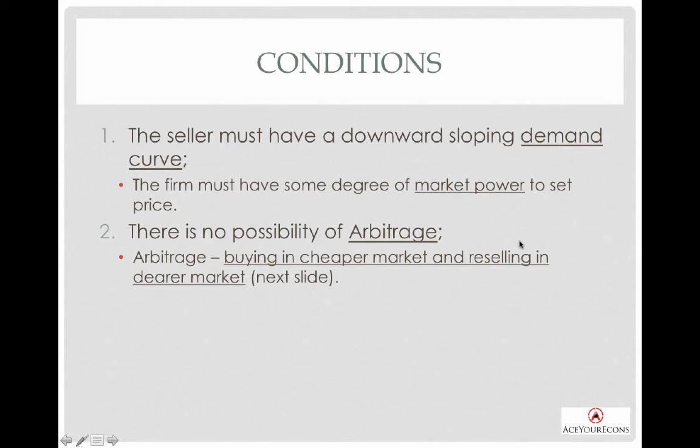The next condition to make your price discrimination take effect will be arbitrage. So what is arbitrage? Arbitrage simply means you are able to buy in a cheaper market and resell in the dearer market. Dearer market means the more expensive market. So in this case, remember just now when I talked about the trains, the MRT example, whereby the student pays a student fare and the adult pays an adult fare.